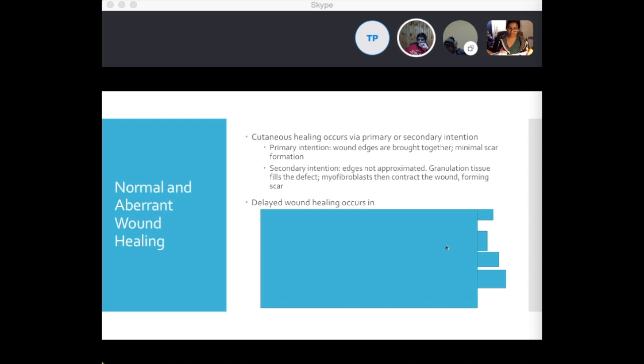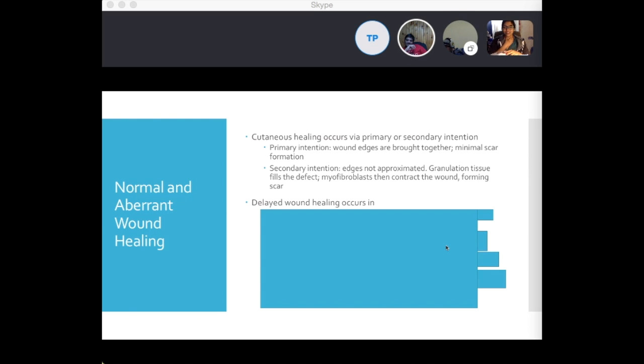Vitamin C deficiency? Okay. Copper deficiency? And zinc deficiency? Okay, so I'm going to group those together in vitamin C, copper, or zinc deficiencies. That's one. So deficiencies as a cause. Where else can you see delayed wound healing?